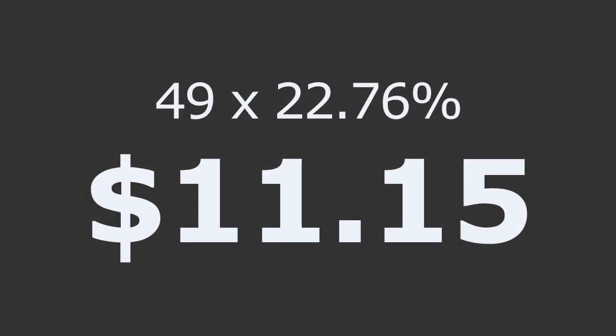So what does that even mean? It means that over the next month, there is a consensus that this stock will have a one standard deviation move of $11.15. In other words, there is a 68% chance that XYZ stock will trade between $37.85 and $60.15 over the next month. And that's just the $49 price of the stock plus or minus one standard deviation.